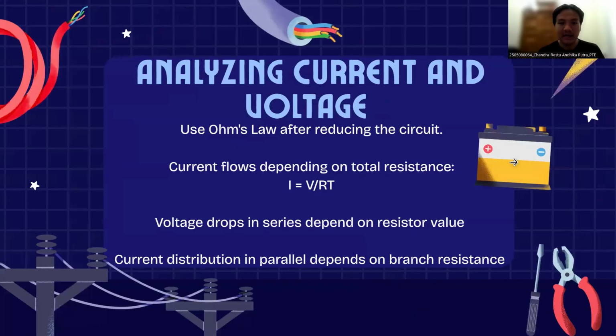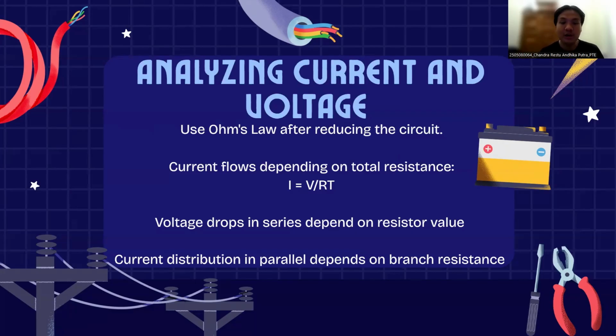Okay, next is analyzing current and voltage in DC circuits. To analyze DC circuits, the process usually involves: Number 1, simplifying the circuit by reducing series or parallel groups of resistors. Number 2 is calculating the total resistance or RT.